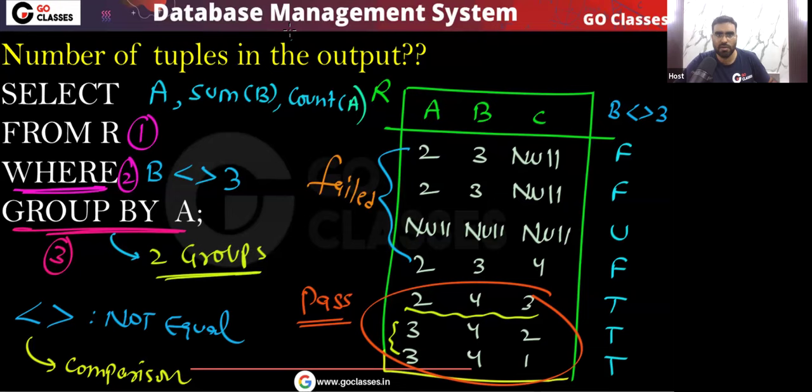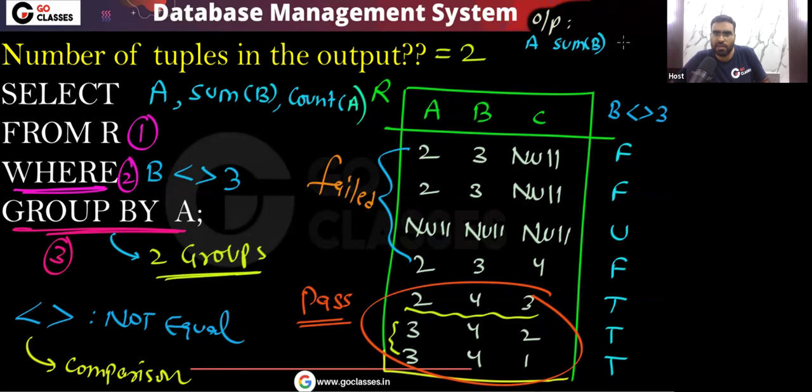And finally, you don't have to look at the first line. How many tuples will be there in the output? You don't have to worry about the first statement. The number of groups is two, so the output will have two tuples. But for the sake of completion, what are those two tuples? The final output is something like this: you have A, the sum of B, and the count of A.